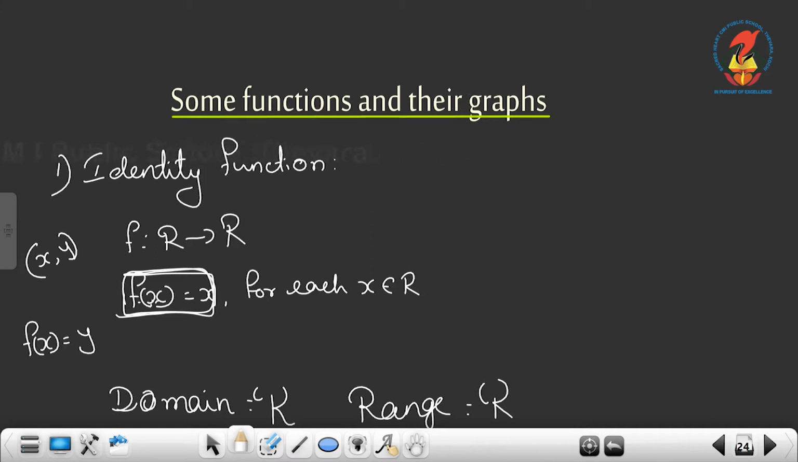So how can we draw the graph of this function? f of x is equal to x, or we can write it as y is equal to x. Then how to draw the graph?